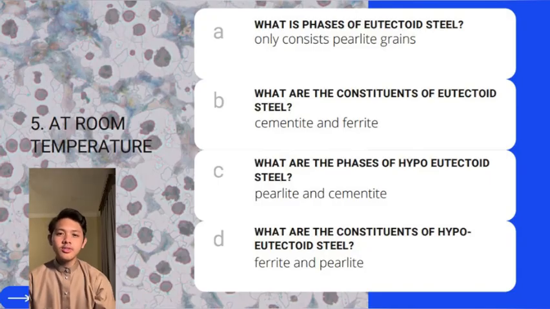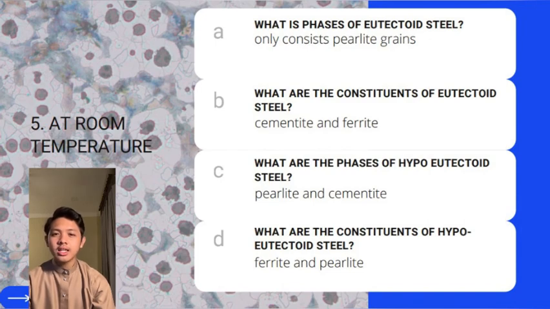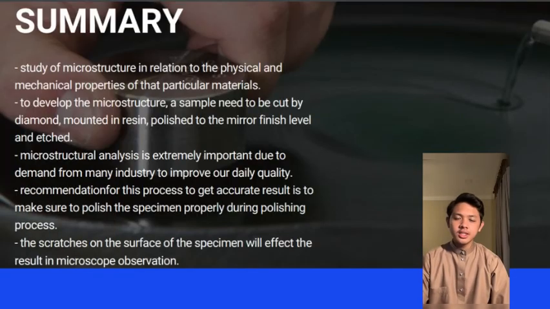For discussion 5, the microstructure of the eutectoid steel consists only of pearlite grains at room temperature. For the question B, the constituents of eutectoid steel are cementite and ferrite. The phases of hypoeutectoid steel are ferrite and cementite, and the constituents are ferrite and pearlite.